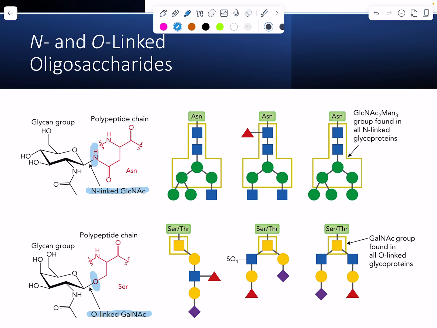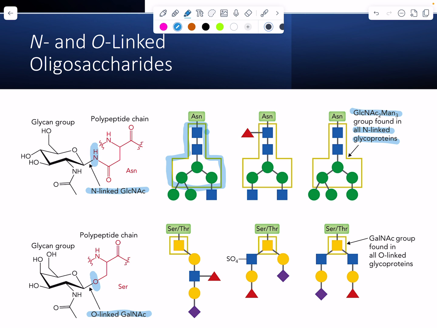And what you'll notice is that there's a specific group, this GlcNAc with three mannoses, so two N-acetylglucosamines and three mannoses. All N-linked glycoproteins are going to contain this group that's shown here. The blue squares are our two GlcNAcs, and the mannoses are our three green spheres.